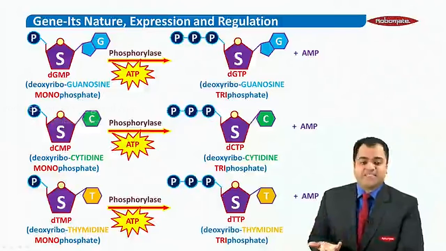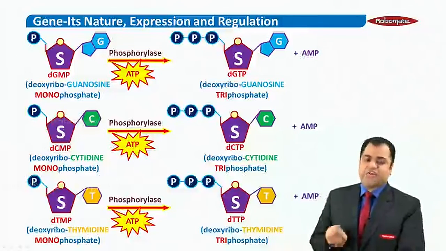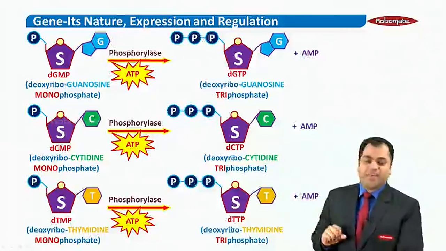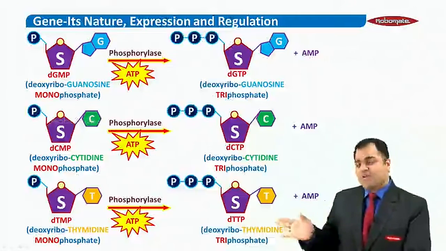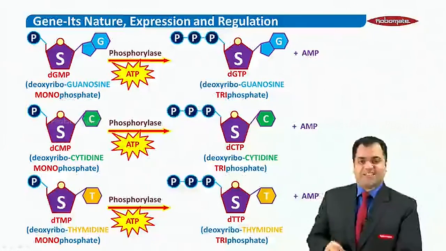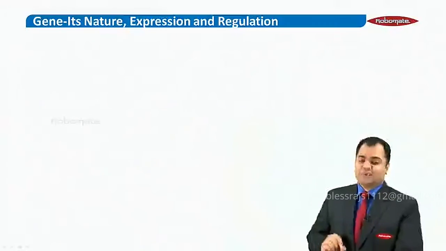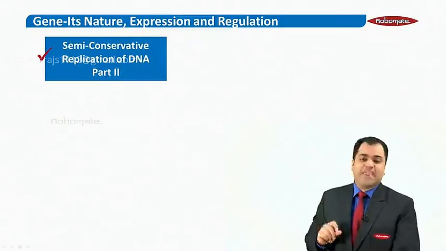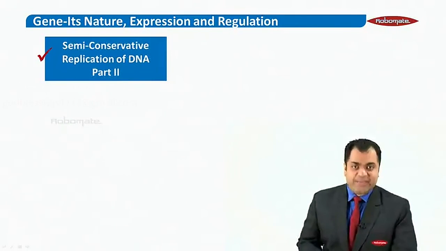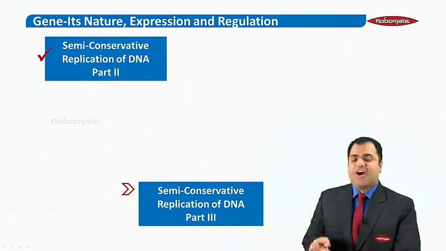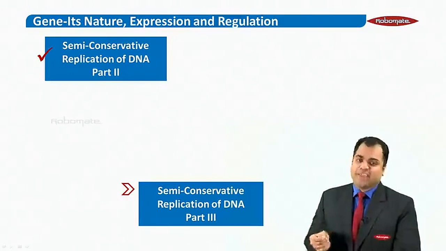So basically, this is how you would activate your nucleotides using phosphorylase enzyme and a molecule of ATP, and you will convert the monophosphates into their triphosphates in the nucleoplasm. And this brings us to the end of this module, which is part 2 of the semi-conservative replication of DNA. In the next module, I will be talking about the third part of the semi-conservative replication of DNA.